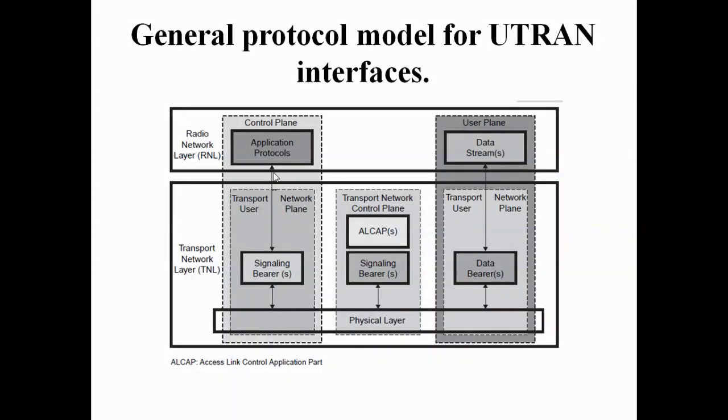When we look into the RNL, with the application protocol, two planes are there, one is the control plane and another one is the user plane. The control plane here is used for all UMTS specific control signaling. So it includes the application protocol. The application protocol is generally used for setting up bearers to the user equipments.